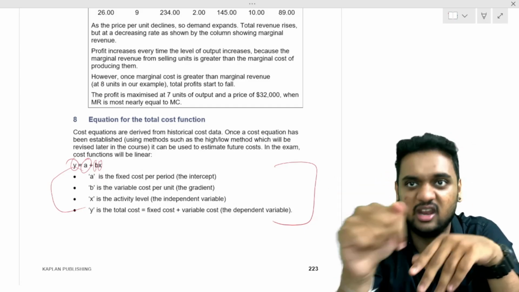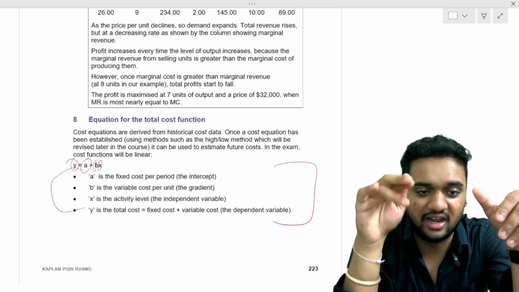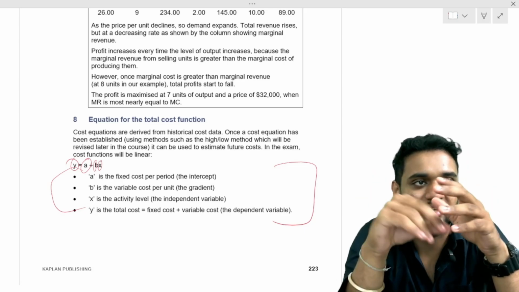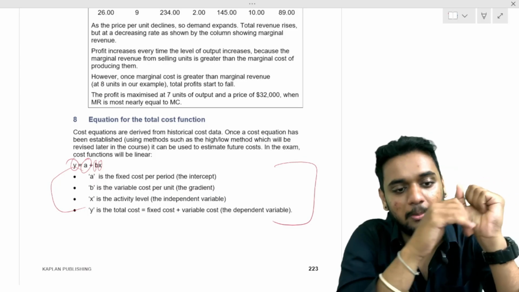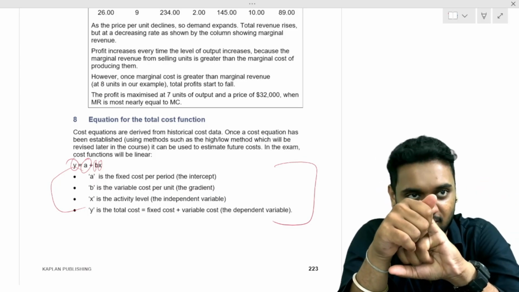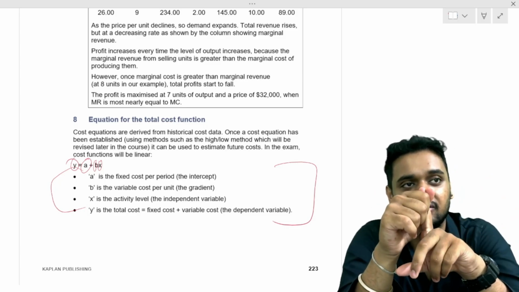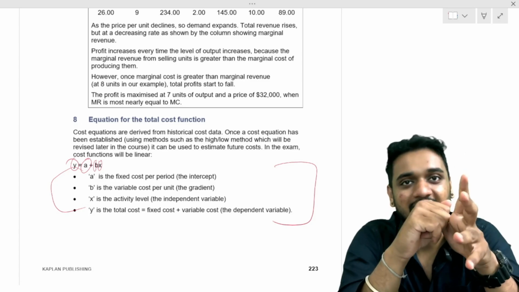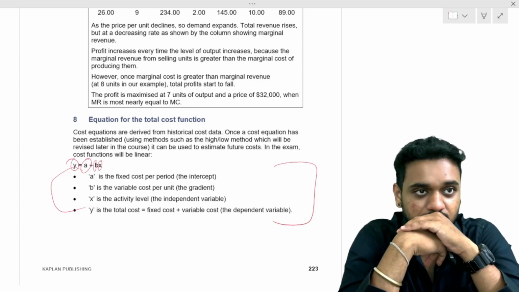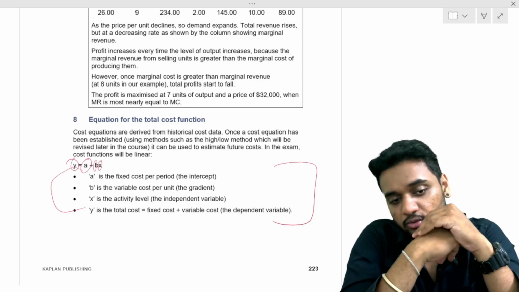In exam, they will not give variable cost. They will ask what is gradient. In that, don't get stuck and write. Remember the name. B is otherwise called variable cost, gradient, slope. A is called fixed cost or intercept. Understood?